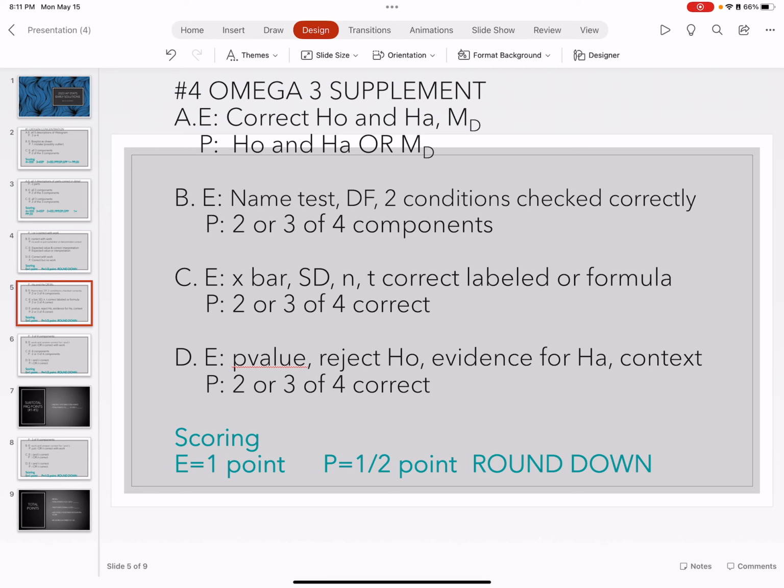Again, this was a 4-part question, so it's 1 point for an E and half a point for a P. And you're going to round down again if you have anything like 3.5, 2.5, 1.5, or 0.5.